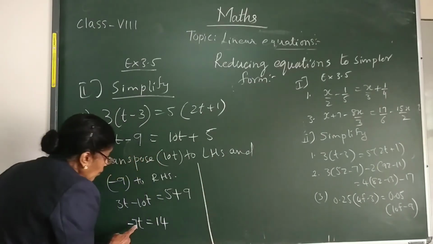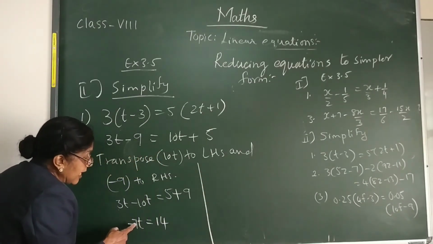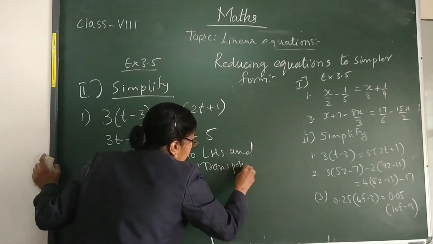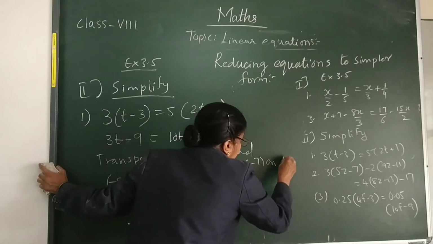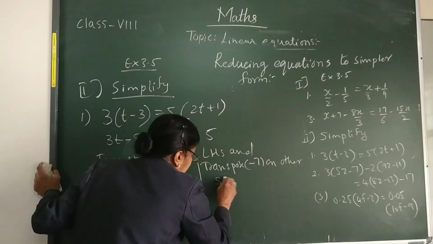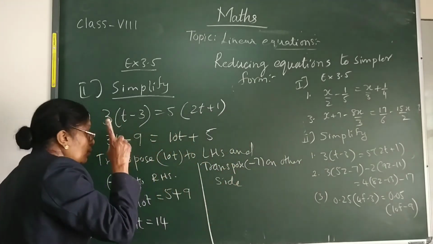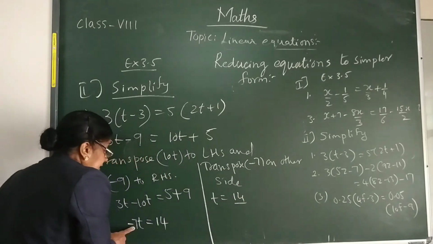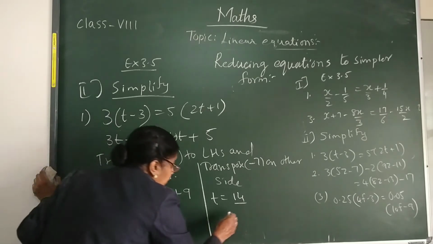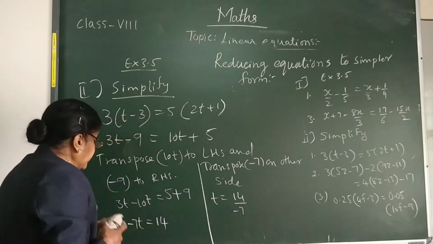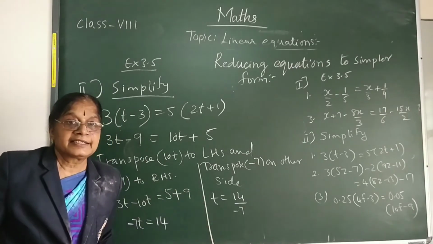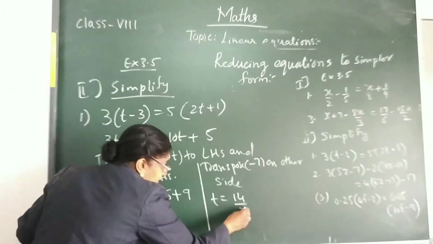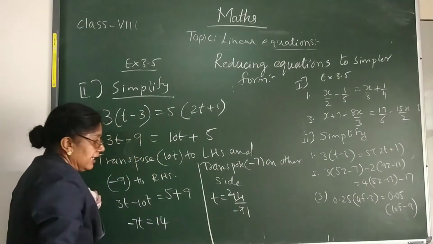Further, what do I have to do? Coefficient of t is minus 7. I have to transpose this. So transpose minus 7 to the other side. First I transpose and then I will tell you one rule. So t is equal to 14. Now 7 minus 7 is multiplication, so it will go to the denominator. And one thing, when you change minus to that side, the sign will not change, the sign will remain as it is. So what will happen? 7 1s are 7, 7 2s are 14.